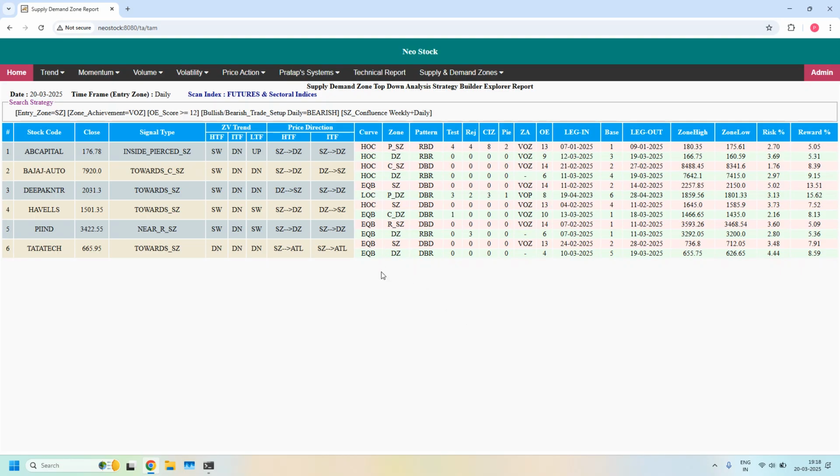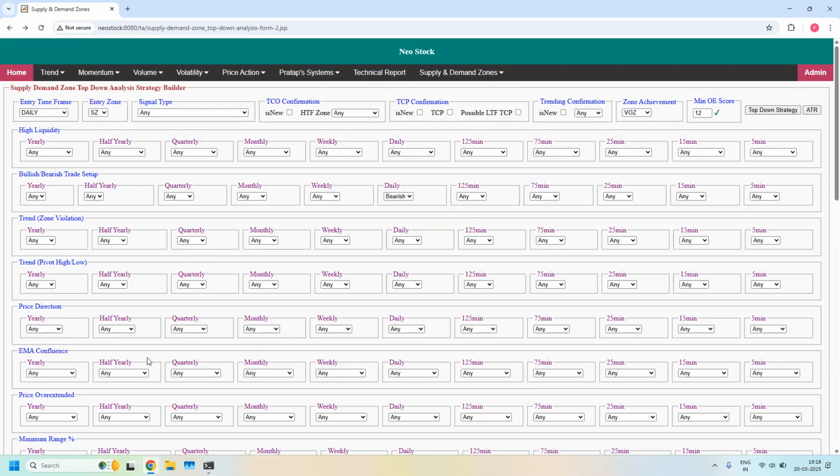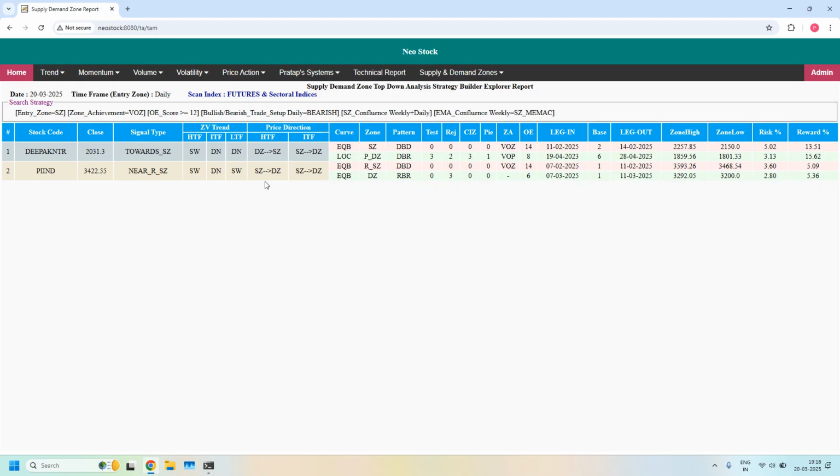So daily zones overlapped with monthly zones. The monthly trend is down. Let's further filter by weekly trend. Daily overlapped with weekly, and the weekly trend is down, so in the weekly EMA confluence, if the weekly supply zone has weekly EMA confluence, then they have a higher probability. So these two stocks have even higher probability, because the daily supply zone is overlapped with the weekly supply zone, and that weekly supply zone has weekly EMA confluence. You can always look into the search filter to see how we are filtering the stocks.